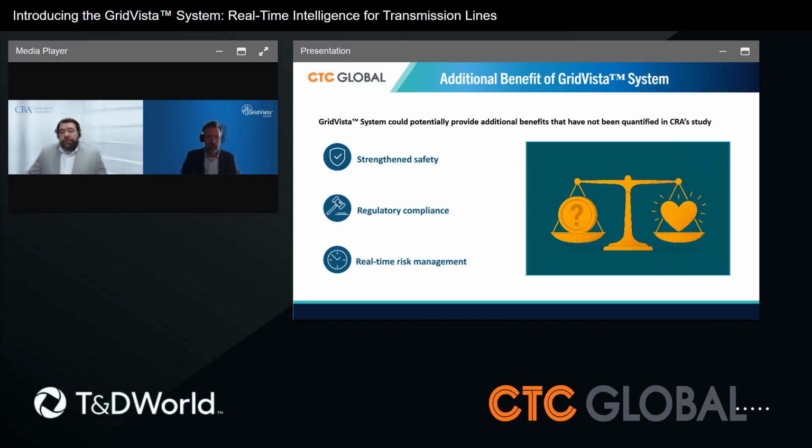We talked about the data points where we can add a dollar value, but there's also value in the GridVista system where you can't put a dollar value on it: strength and safety, regulatory compliance, and real-time risk management.